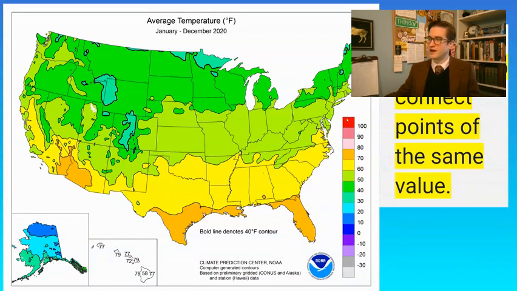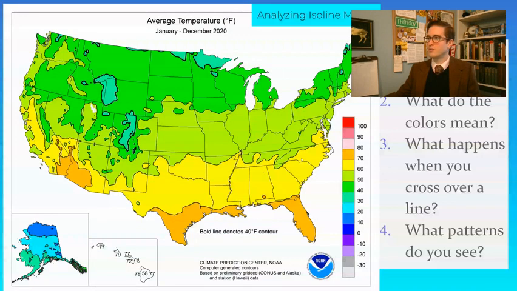So that is what the line is: connecting points of the same value. And then usually they'll shade in a color to indicate the major area under study. Now, again, what's this map about? Look at the title. Average temperature in degrees between January and December.